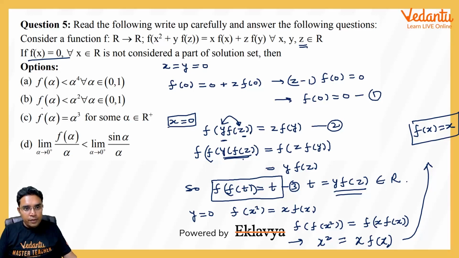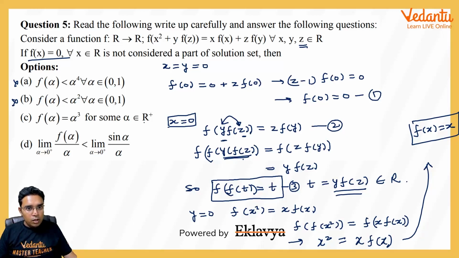So you can see that f(alpha) will be equal to alpha, and between 0 to 1, alpha will be greater than alpha power 4. So this is not correct. You know that if a number is between 0 to 1, if you raise the power it becomes lesser. The same will be with b also, this is also wrong.